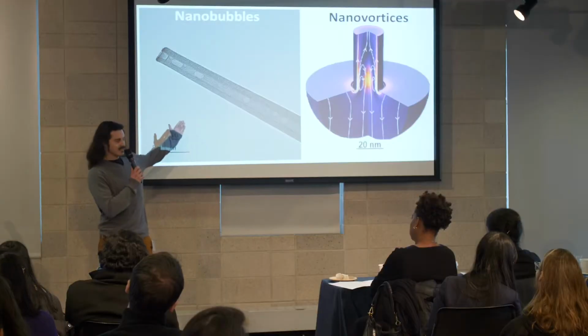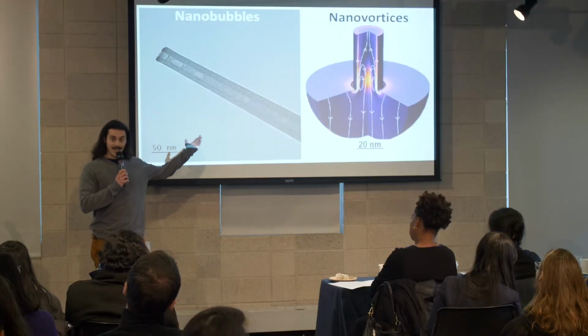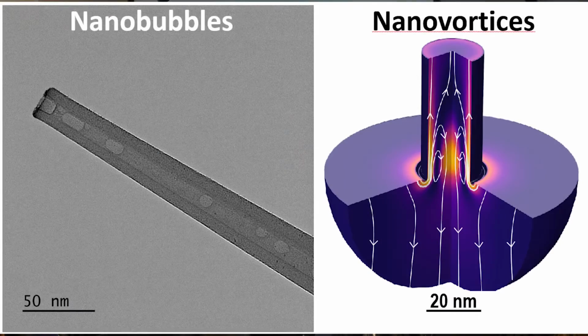I do this by studying how salts move through tiny straws. We call them nanopipettes. In my work, I didn't notice nanoscale effects on salt movement, like silver turning blue, until I filled my pipettes with tiny bubbles and tiny tornadoes. This is a microscope image of nanobubbles inside a nanopipette. On the left is a fluid flow simulation of nanovortices inside a nanopipette.